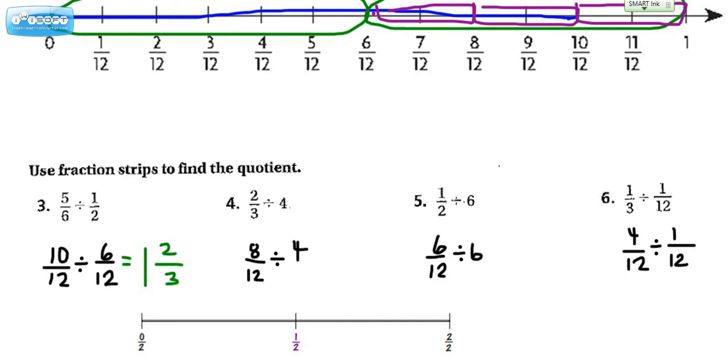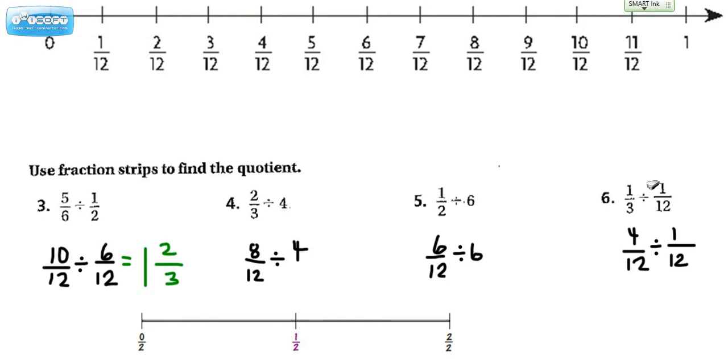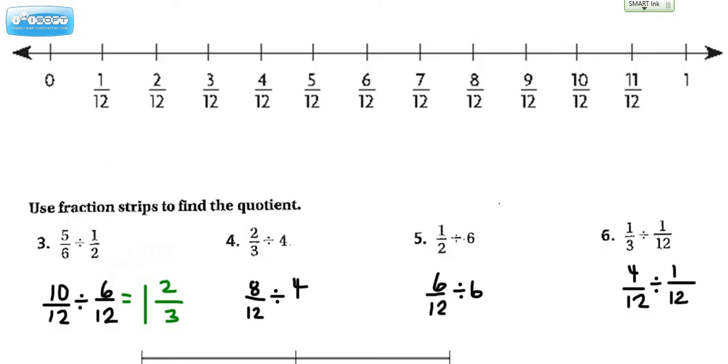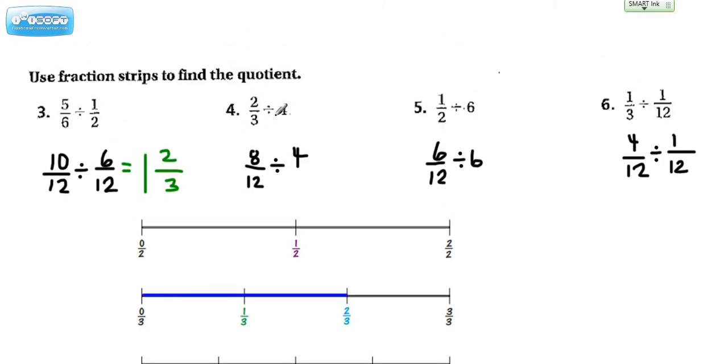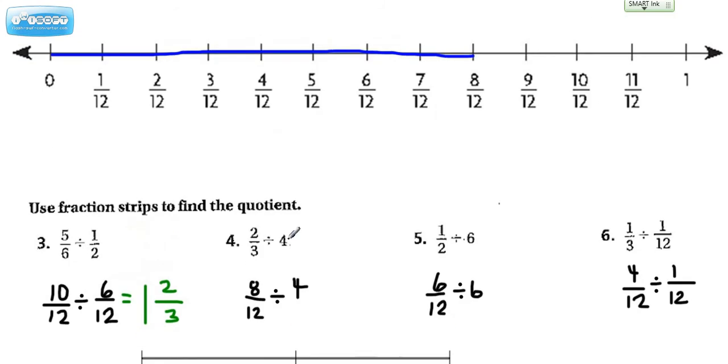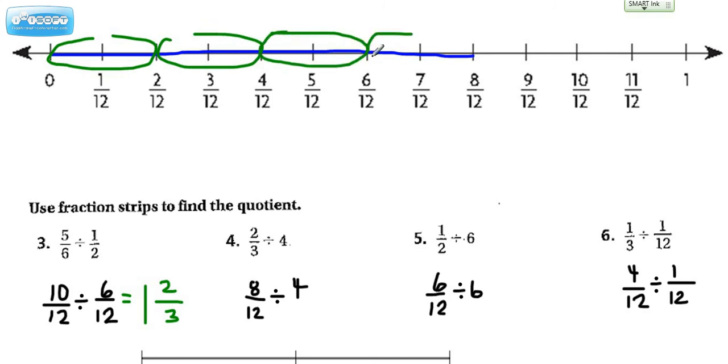All right, let's look at number 4. Erase all that. Number 4, 2/3. Let's shade that in. By the way, that's equal to 8/12. If we shade that on this number line, it would look like this. We want to divide that into 4 groups. So here's a group, here's a group, here's a group, and here's a group.